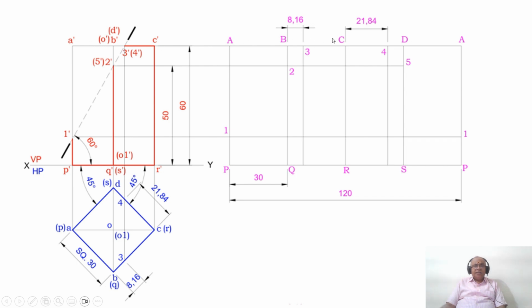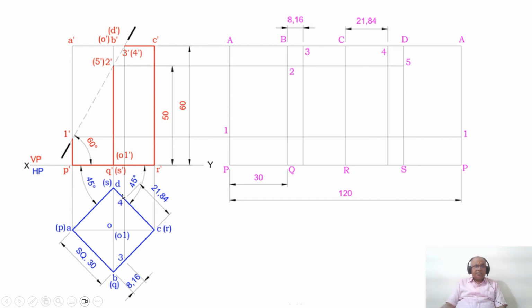Here CD is in true length, but C dash and D dash are not in true length because CD is inclined to VP. So I need to find the true length of that 4 dash. How to get the true length? This B dash C dash is parallel to HP, so this C dash D dash is parallel to HP. Therefore CD is in true length. So you draw a vertical projector. Since it is on CD, it is cutting on this. You mark that point as 4.